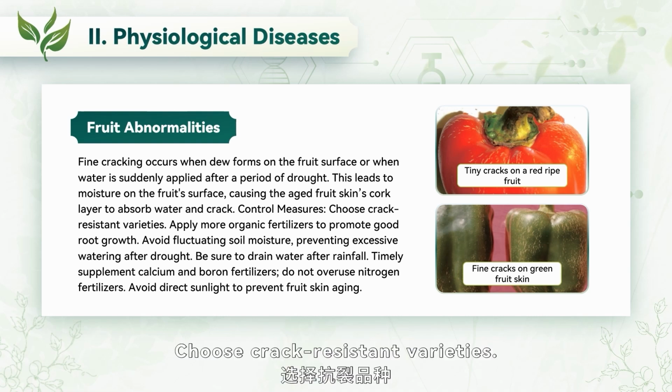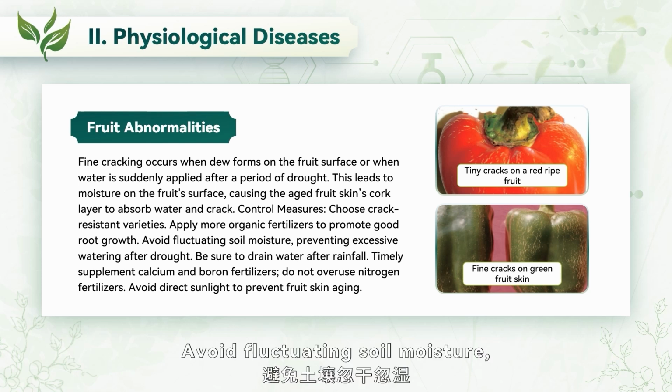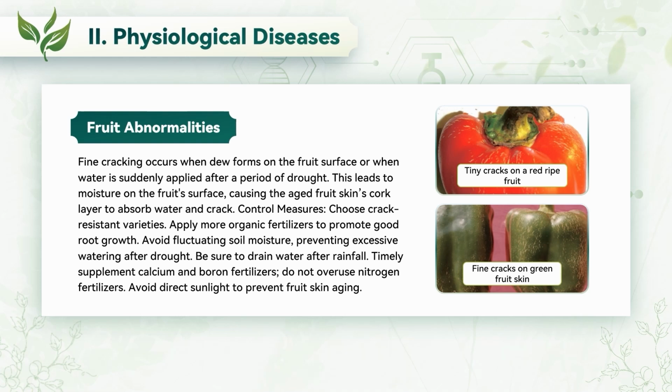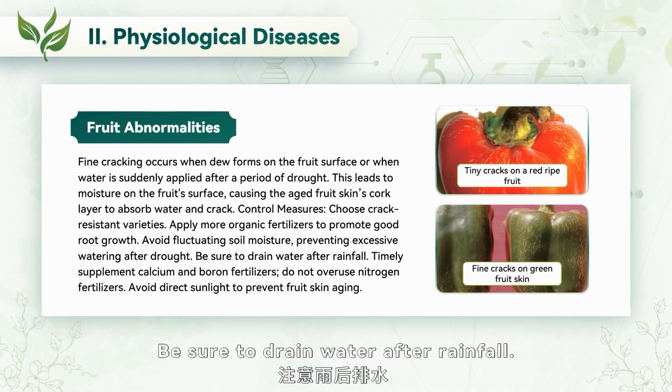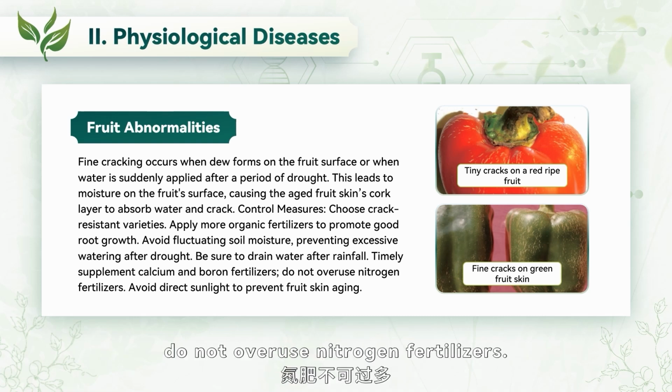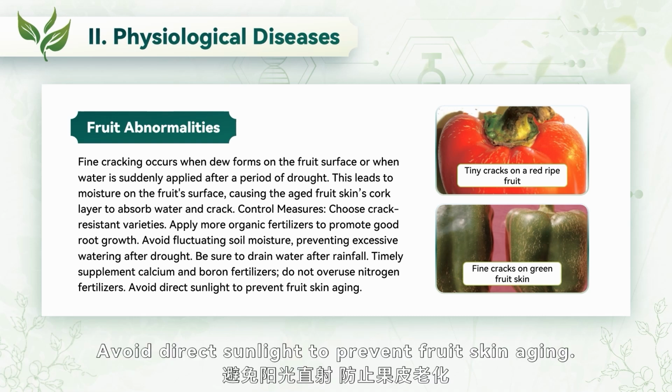Choose crack-resistant varieties. Apply more organic fertilizers to promote good root growth. Avoid fluctuating soil moisture, preventing excessive watering after drought. Be sure to drain water after rainfall. Timely supplement calcium and boron fertilizers. Do not overuse nitrogen fertilizers. Avoid direct sunlight to prevent fruit skin aging.